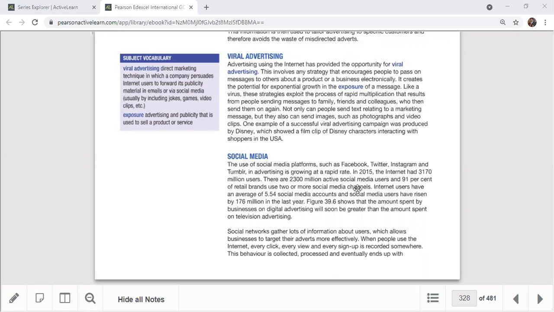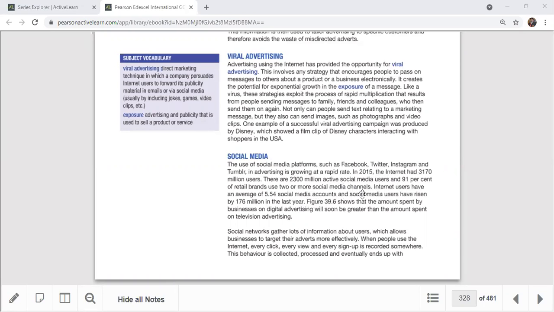In 2015, the internet had about 3,170 million users, about 3 billion. I think this is the story about 6 years ago, right? Definitely, this will be about 6 billion now. Like 50% of the world population right now is using social media. It's sure because that's the demand. You can see the figure was about 3 billion 6 years ago, and there are 2,300 million active social media users, and 91% of the brands use 2 or more social media channels.